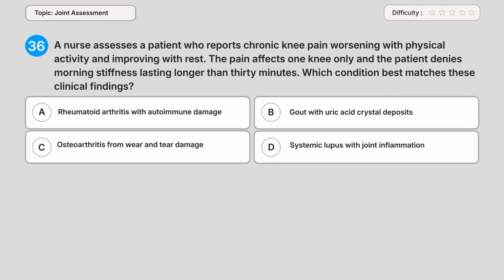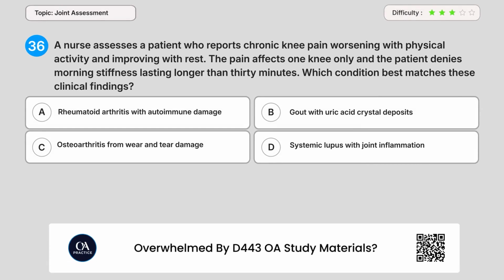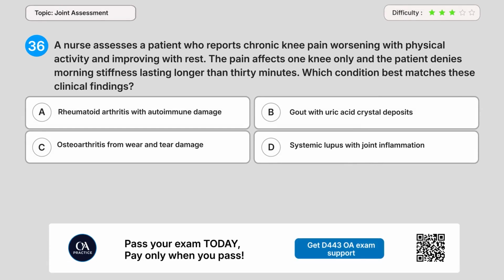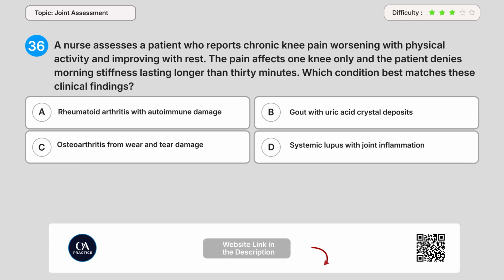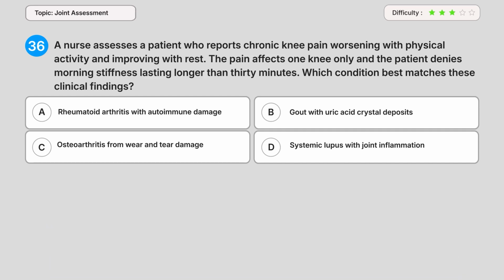36. A nurse assesses a patient who reports chronic knee pain worsening with physical activity and improving with rest. The pain affects one knee only, and the patient denies morning stiffness lasting longer than 30 minutes. Which condition best matches these clinical findings?